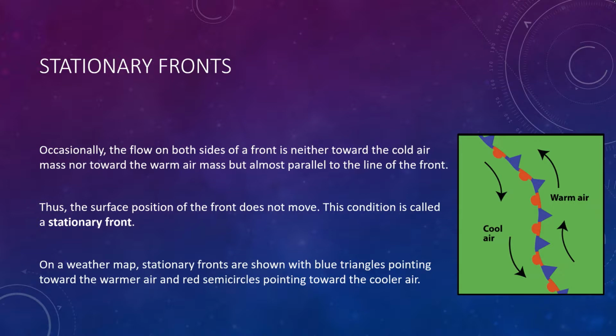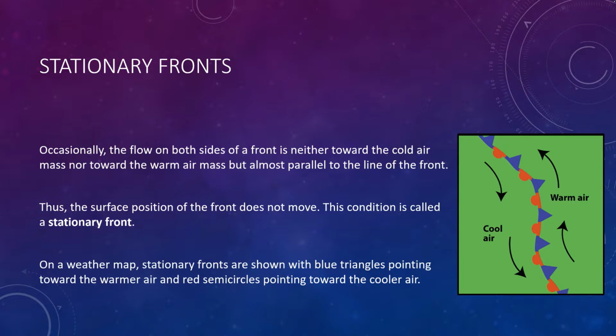But warm and cold fronts are not the only types of fronts. There's actually two others we'll focus on. Occasionally, the flow on both sides of a front is neither toward the cold air mass nor toward the warm air mass, but almost parallel to the line of the front. Thus, the surface position of the front does not move. This condition is called a stationary front.